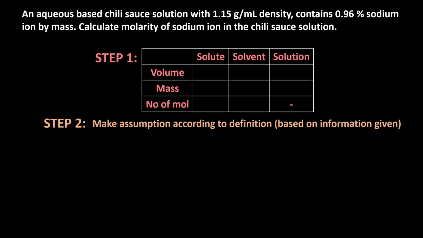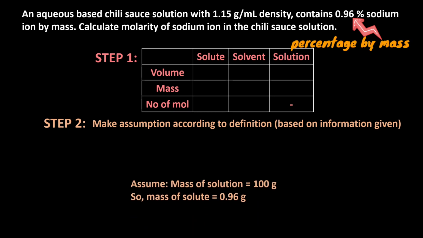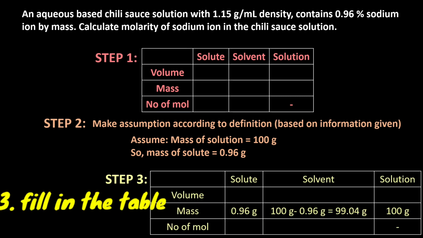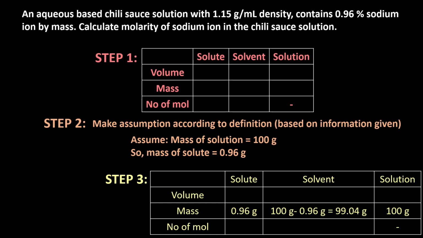So in this question, we have been given 0.96% sodium ion by mass, which also means that the mass of solution is 100 gram and the mass of solute is 0.96 gram. In step number 3, we fill in all the information that we have in step number 2 and put it into the table. So we have 100 gram of mass of solution, so we can fill it in, and also the mass of solute 0.96 gram.